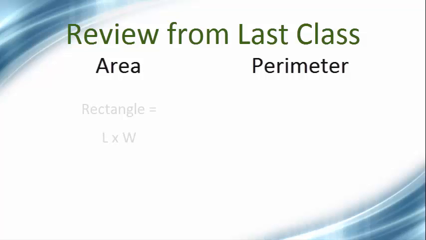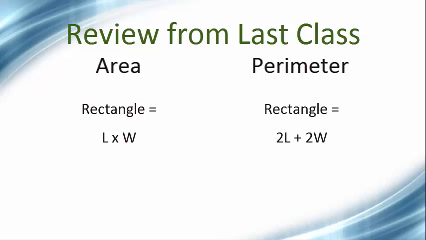Now, for a rectangle, the area is the length times the width, whereas the perimeter for a rectangle is just 2 times the length plus 2 times the width. You can just add together all of the sides.